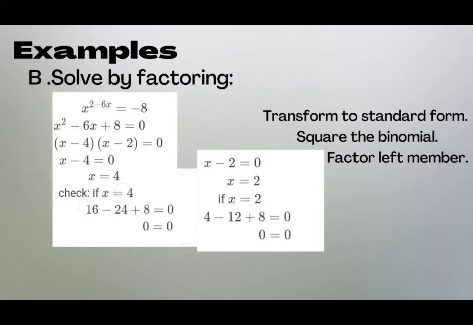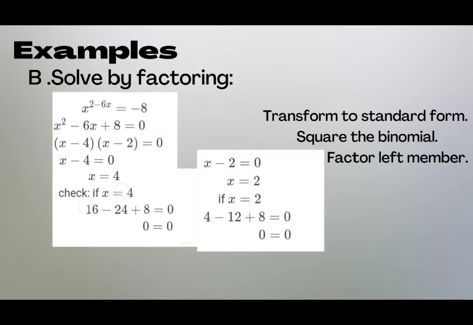Examples. Solve by factoring. First step, transform to the standard form. x squared minus 6x is equal to negative 8. So we have x squared minus 6x plus 8 is equal to 0. Next step is to factor the trinomial. So it becomes x minus 4 times x minus 2 is equal to 0. And lastly, factor each member.